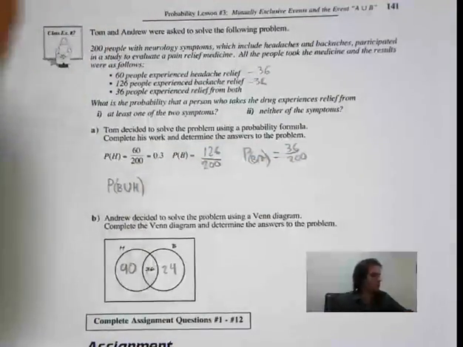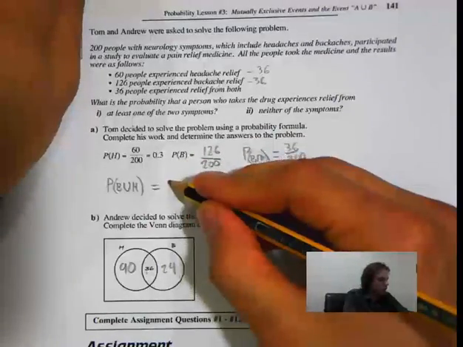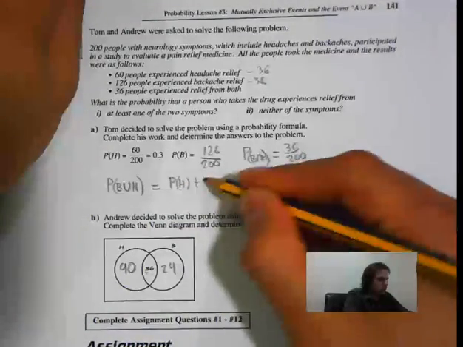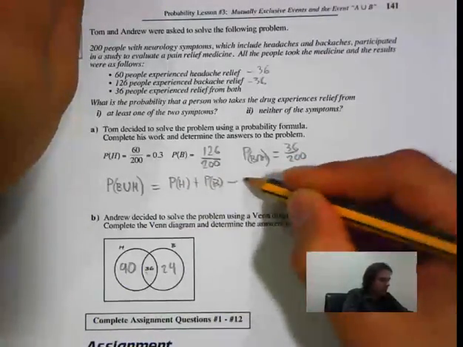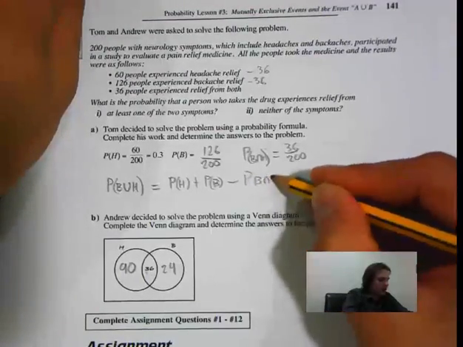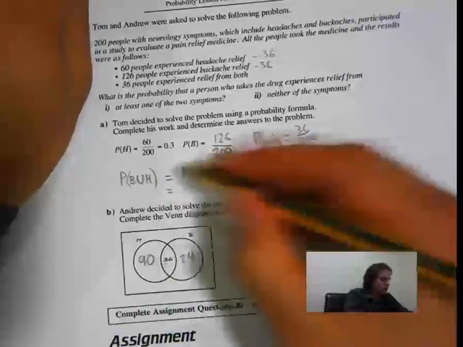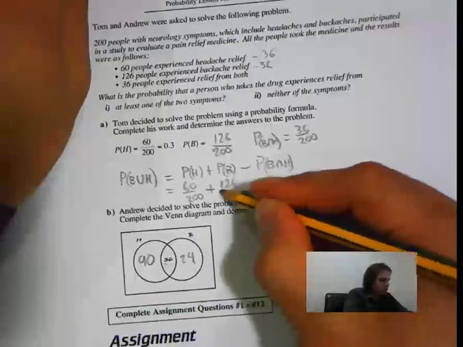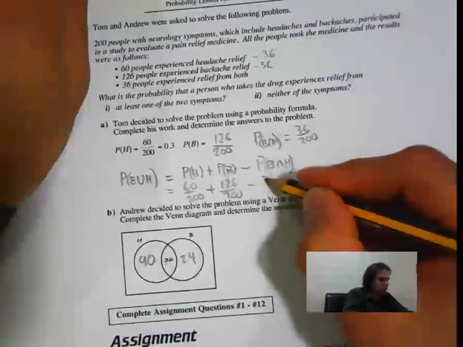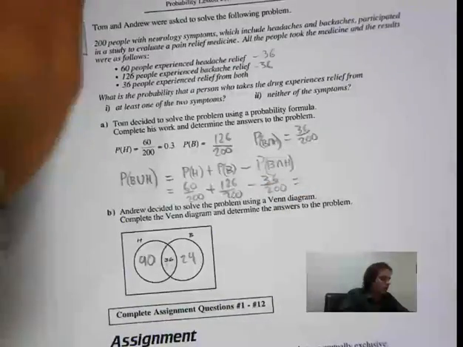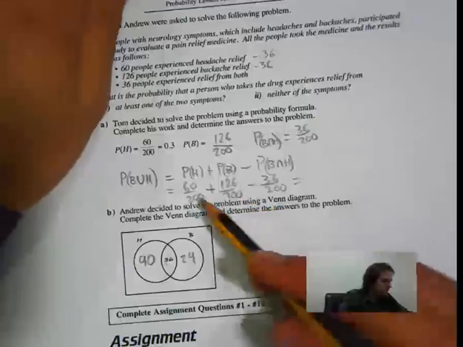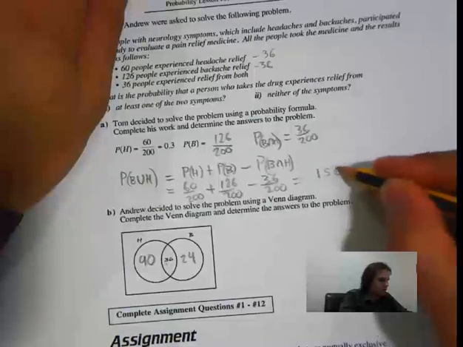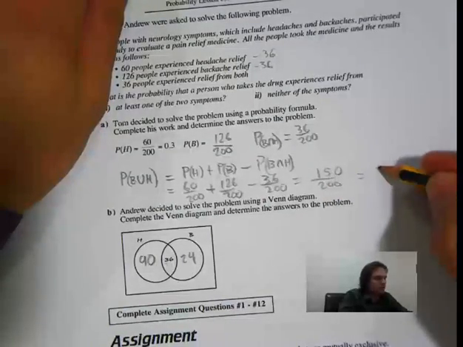Okay? So we have that is equal to the probability of H plus the probability of B minus probability of B and H. Okay, look at that. That's 60 over 200 plus 126 over 200 minus 36 over 200. Well, what does that give me? That's going to give me 186 minus 36 is going to give me 150. And that is the same as 3/4.